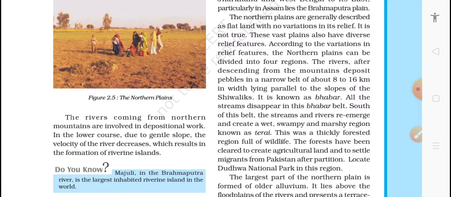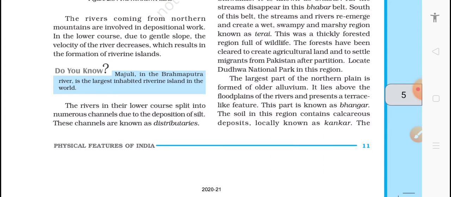South of the belt, the streams and rivers re-emerge and create a wet, swampy and marshy region known as Terai. So you have to remember the word Bhabar, and what is called Terai. This was a thickly forested region full of wildlife. The forest has been cleared to create agricultural land and to settle migrants from Pakistan after partition. Dudhwa National Park is located in this region.